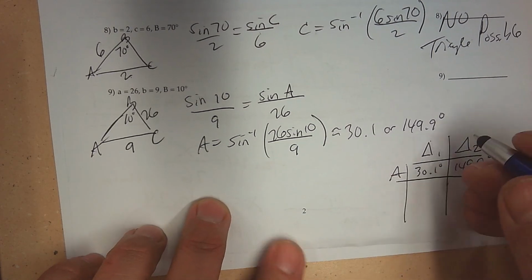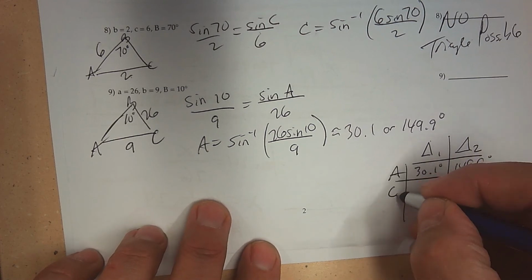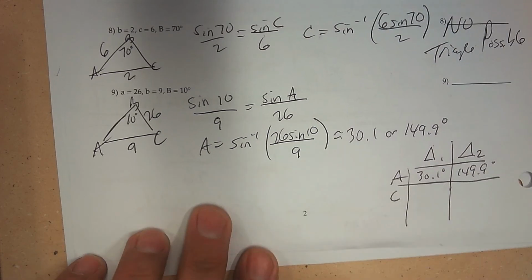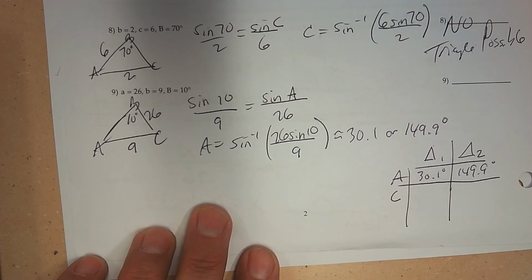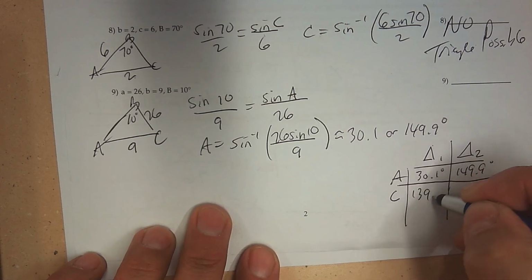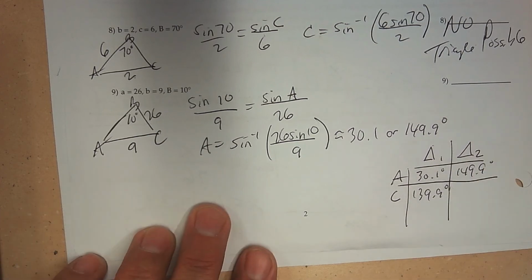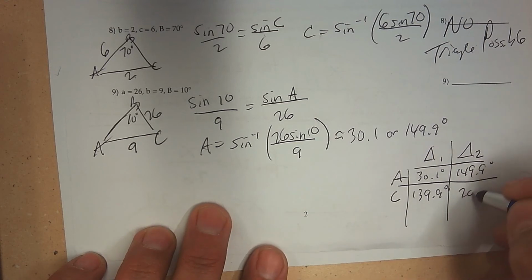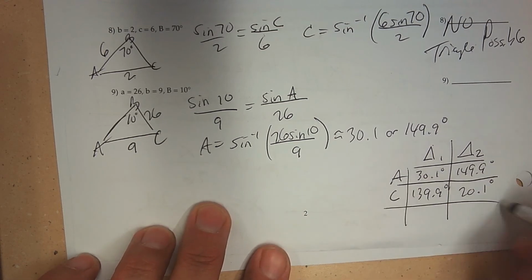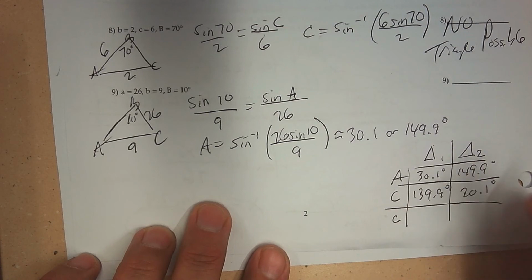I also need to find angle C. So to find angle C, I'm going to go 180, subtract 30.1, subtract the angle inside, 10. So that gives me 139.9. On the other side, I'm going to go 180, subtract 149.9, subtract 10. So that gives me 20.1. And then the last thing I need to do is solve for little c, that last side.